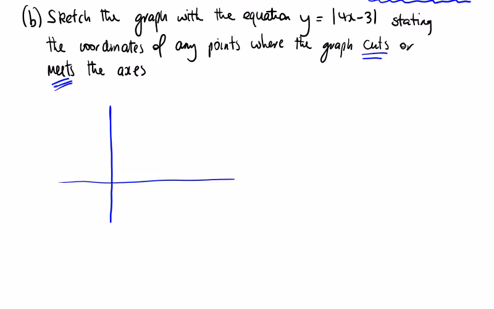So let's get a couple of points on this graph. We want where it meets the x-axis and cuts the y-axis. So let's get the y-axis first. If x is equal to 0, what's y equal to? So we would have y is equal to 4 times 0 minus 3, but it's the absolute value of it. So y is equal to the absolute value of minus 3, which is 3. So we're just sketching it. So I'll just say that this is 3.